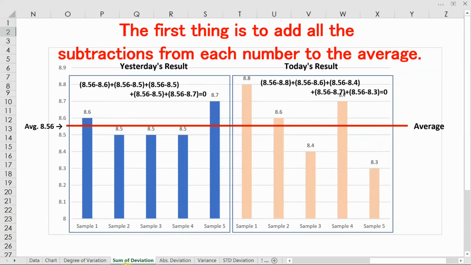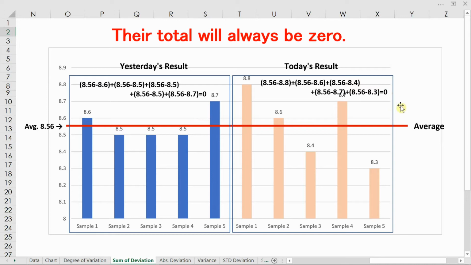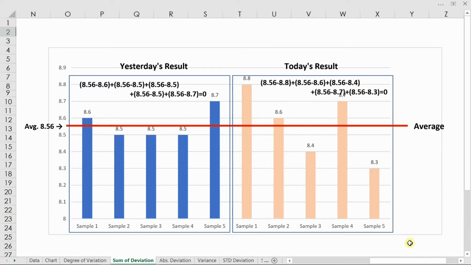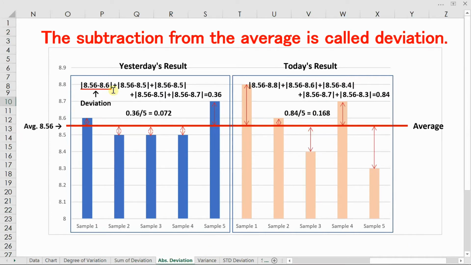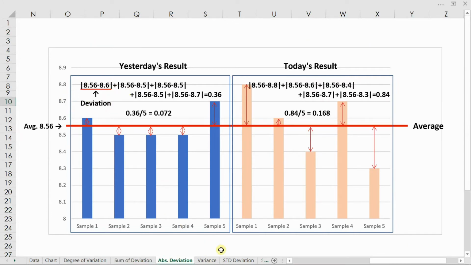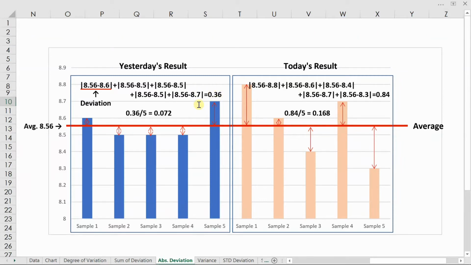The first thing is to add all the subtractions from each number to the average. But those subtractions are plus and minus. Their total will always be 0. Unfortunately, this is not useful. The subtraction from the average is called deviation, and there are 2 ways to make the deviation always positive. One is to use the absolute values of those deviations, which are each number's distance from their average, add them all and divide it by the number of the data.